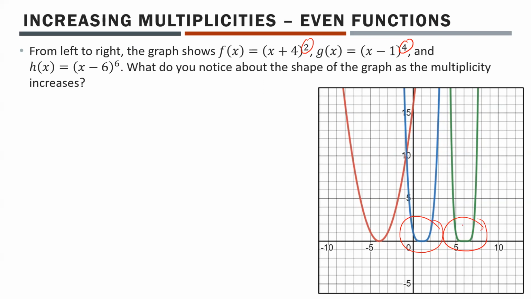It almost looks like a rectangle down there. But that's basically what happens as we increase the multiplicity. So keep an eye out for that. If you ever saw something like this, you probably don't have a multiplicity of 2. You probably have a multiplicity of 4 or 6 or something even higher than that.